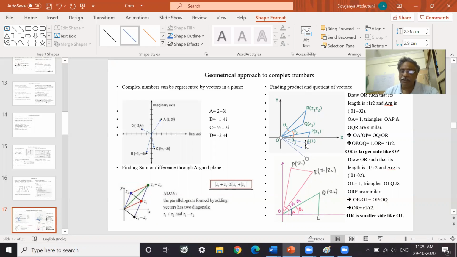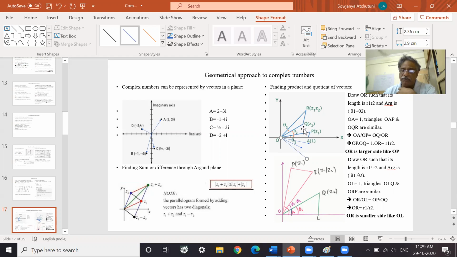So if I see here also, same OA, this P dash and OQ dash, R dash. So you can say Z1 bar into Z2 bar will come as OR dash. OR dash is nothing but Z1 Z2 bar. So this is Z1 Z2. This is Z1 Z2 bar.